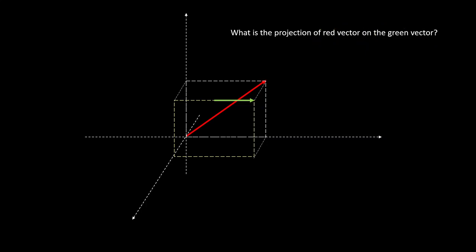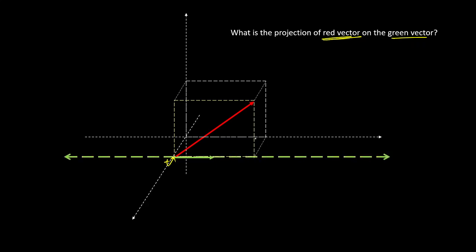Because first of all, what is the meaning of projection? You have to project the red vector on the green vector. How do you do that? One easy way is you can match the tails of the two vectors. You can bring the tails together. What happens now is that when you bring the tails together, you don't have to project the tail. You only have to project the head.